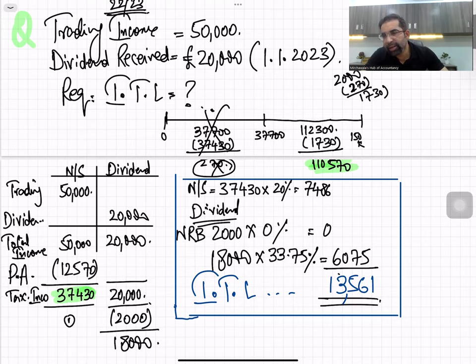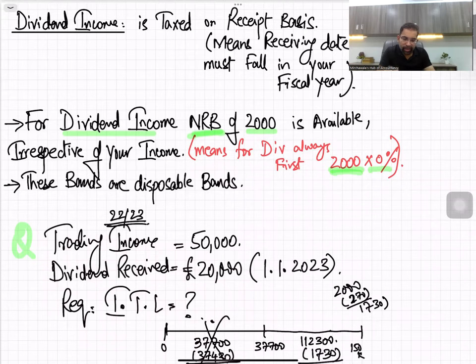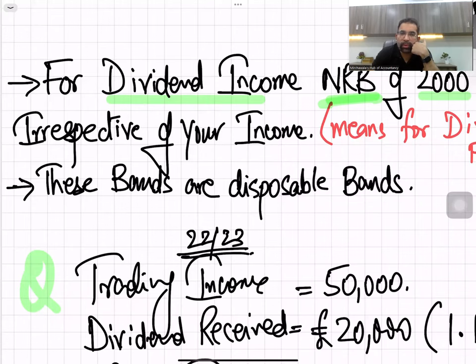Now, one more very super hit dialogue. These bands, read this line on the screen. On your screen, you can see it is written, these bands are disposable bands. What do you mean by disposable bands? If your first band is totally consumed by non-saving income, then you cannot use the same band for dividend income. I repeat, these bands are disposable bands. That means once consumed, you cannot use it for other income.